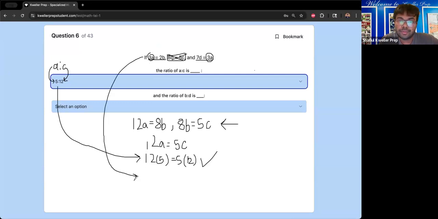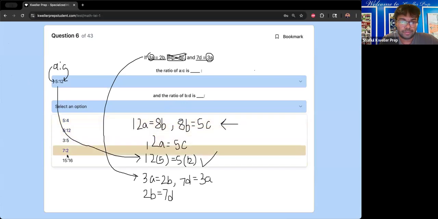I'm going to do the work down here. If 3a is equal to 2b, I'm going to rewrite it. 7d is equal to 3a. So now we can just combine the three a's, right? We say 2b is equal to 7d. And again, with the same logic here, the ratio of b and d will be the opposite. It's not going to be 2 to 7. It's going to be 7 to 2, which should be our answer.